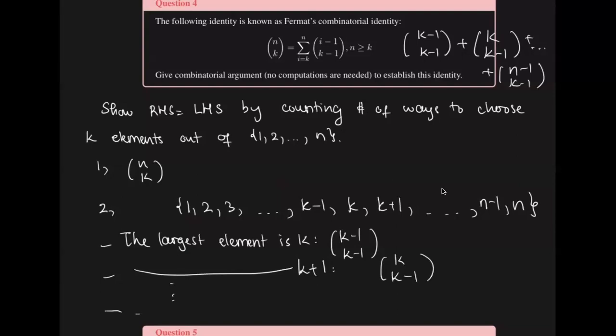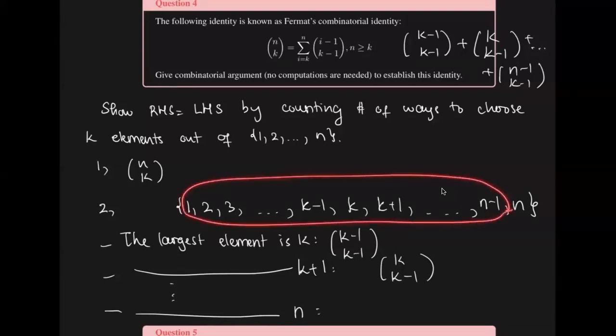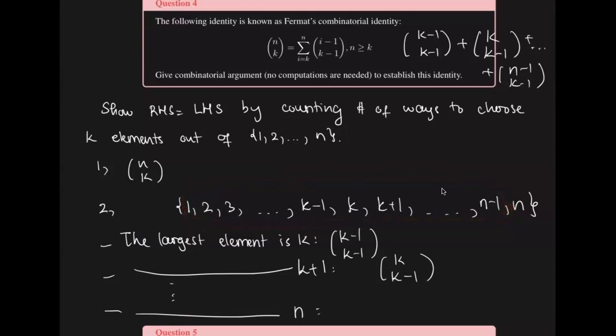And similarly, if the largest element is n, then I can choose the remaining k minus 1 elements from this set because they are all smaller than n. Then I would have n minus 1 choose k minus 1 ways. And since they form a partition, why is that? Because the largest element cannot be smaller than k.